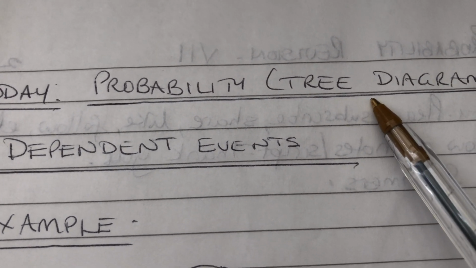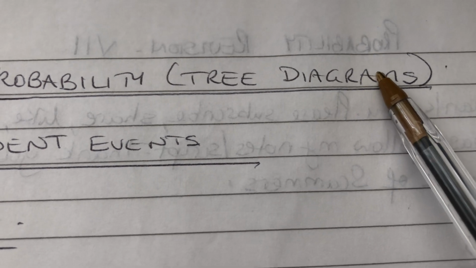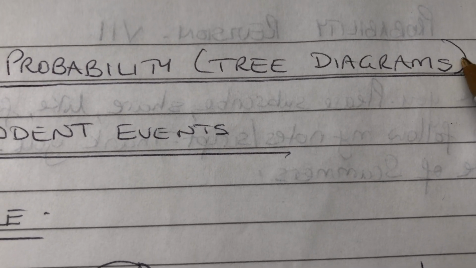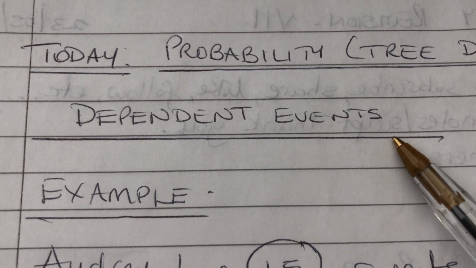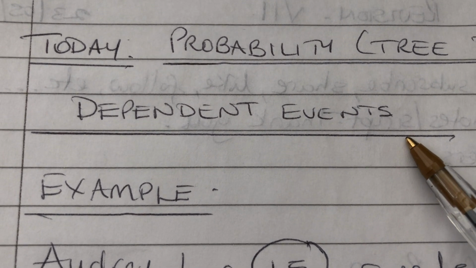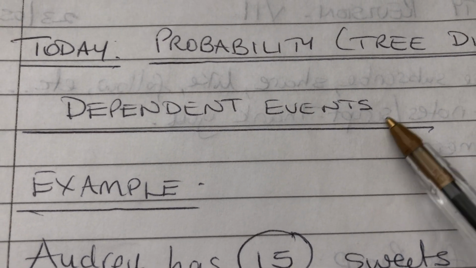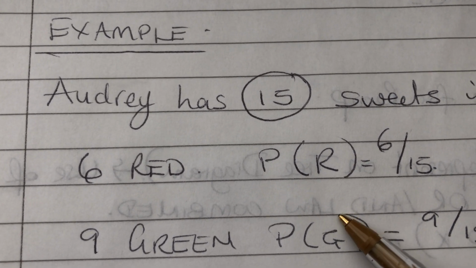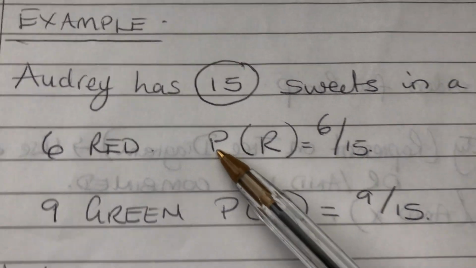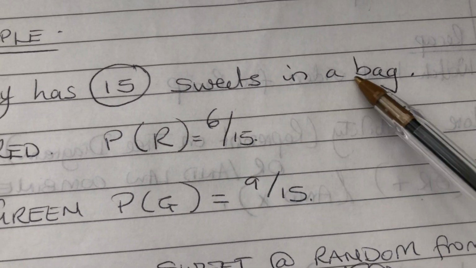Today we are going to look at probability, more tree diagrams. These are dependent events. We have independent and dependent events. This is an example of a dependent event. Audrey has 15 sweets in a bag.